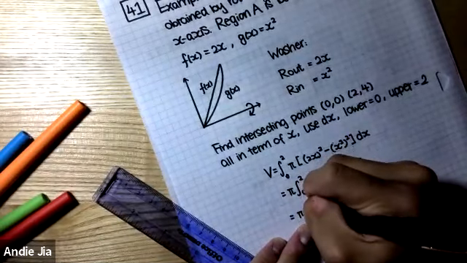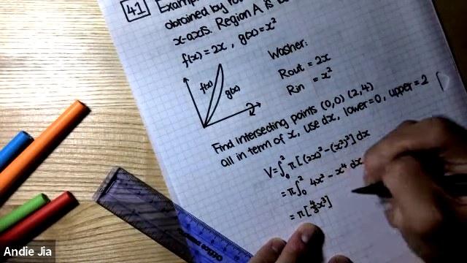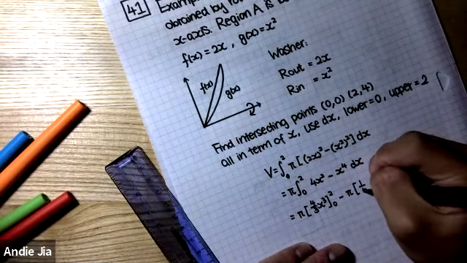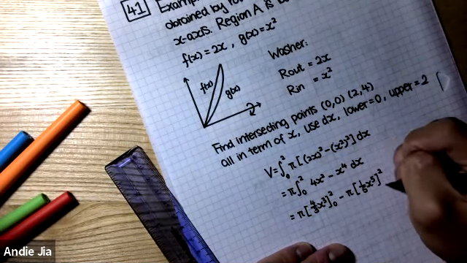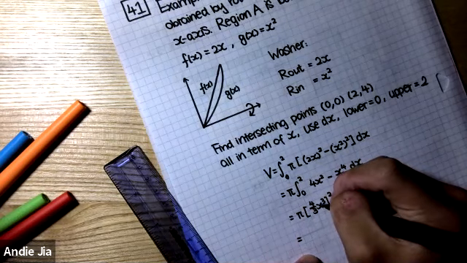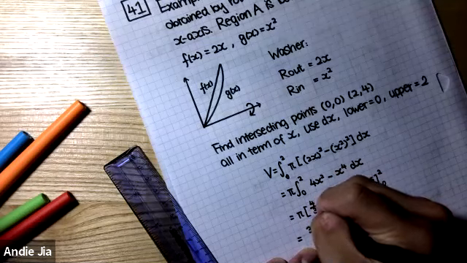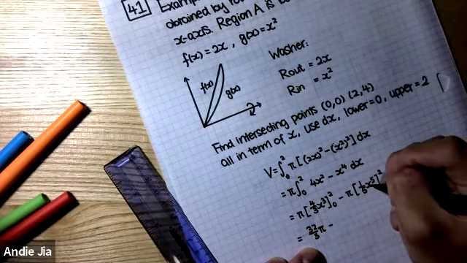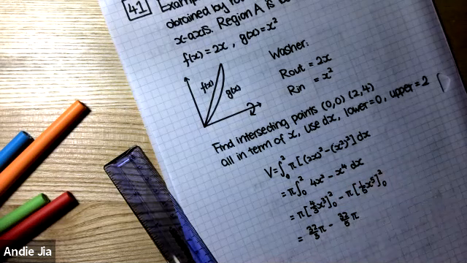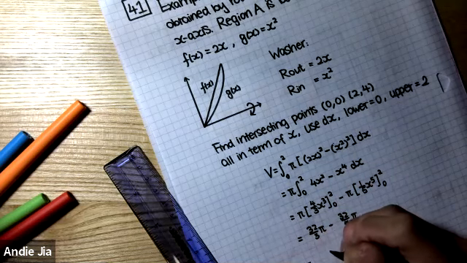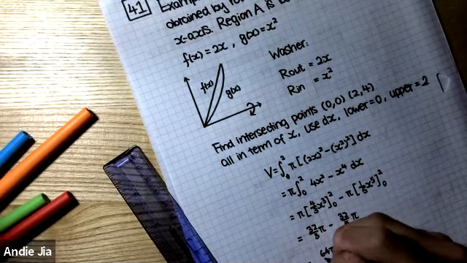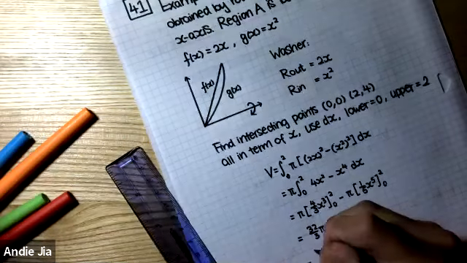And what we have is pi times 4x cubed over 3 from 0 to 2, minus pi times 1/5 x to the 5th power from 0 to 2. That gives 32/3 pi minus 32/5 pi. Over 15, it is 160 minus 96, so 64 pi over 15 is our final answer.